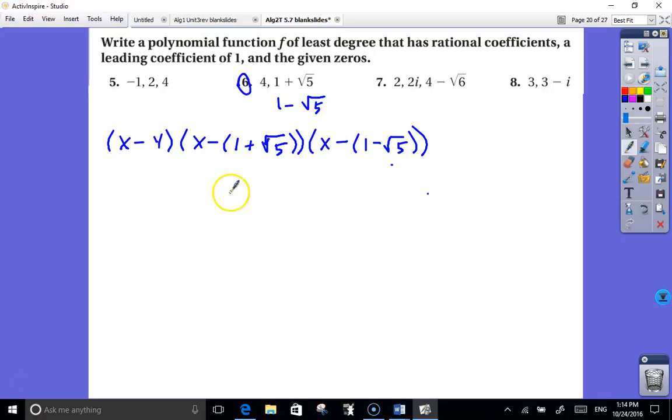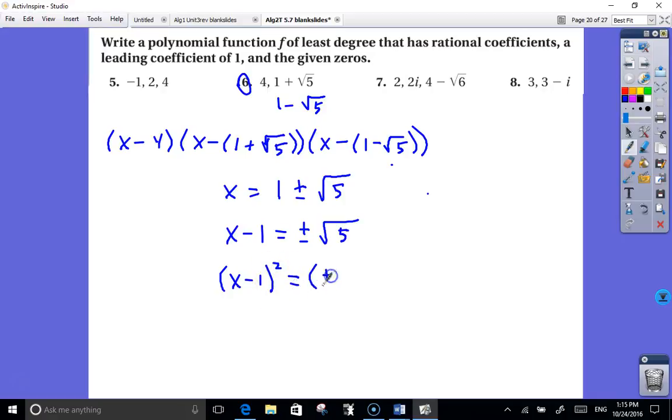If we're saying that we have zeros that are x equals 1 plus or minus the square root of 5, okay, then we subtract 1 from both sides. X minus 1 equals plus or minus the square root of 5. And then you square both sides, right? X minus 1 squared equals plus or minus the square root of 5 squared. Well, x minus 1 squared is x squared minus 2x plus 1.